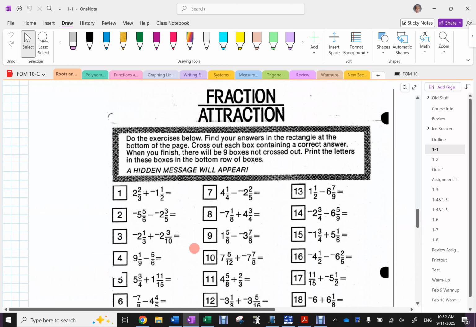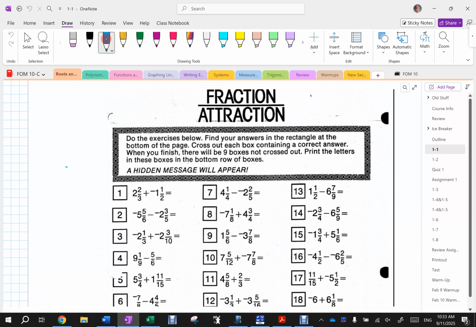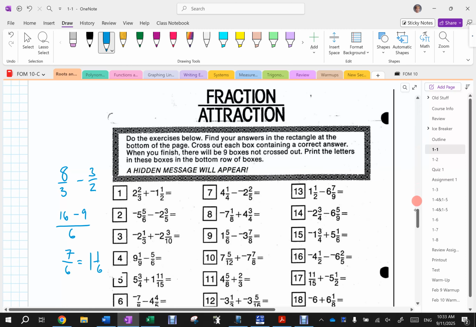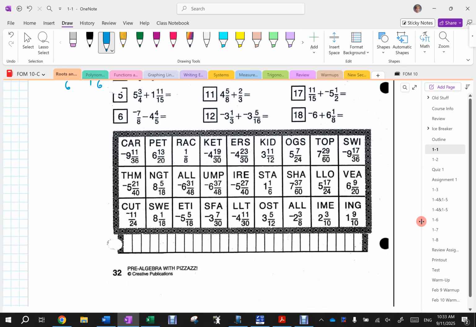Let's look at number one. Let's add those. So that is 8/3 minus 3/2. Yes? Everybody with me? Okay. So that is 16/6 minus 9/6, which is 7/6, which is 1 1/6, right? So you would go down to the bottom, you'd find 1 1/6, which is right there, and you'd cross it out. That's it.